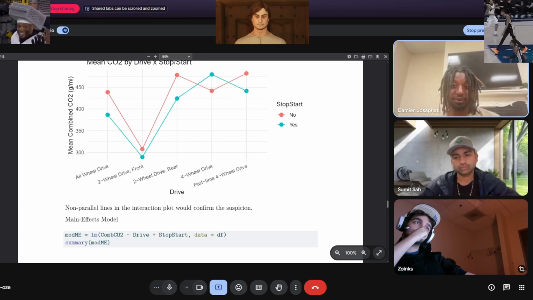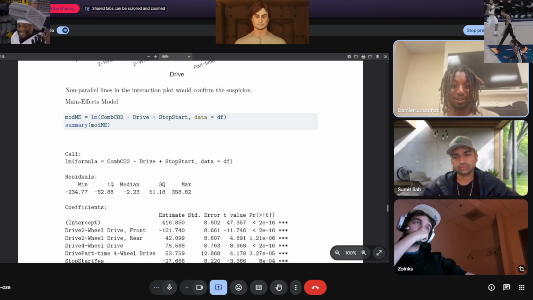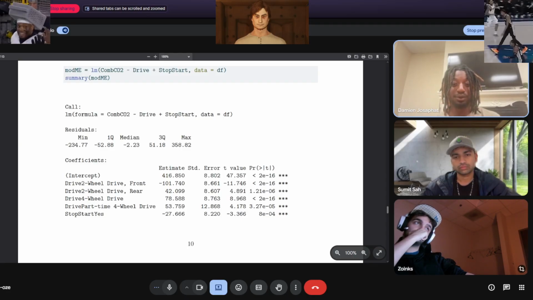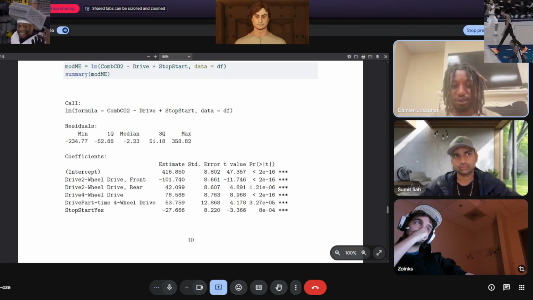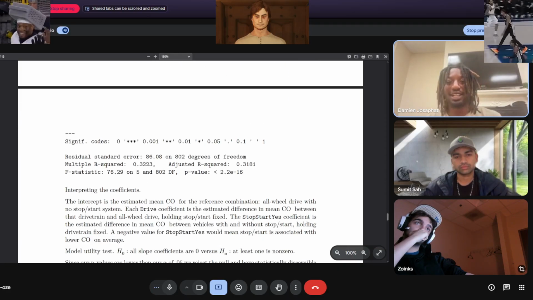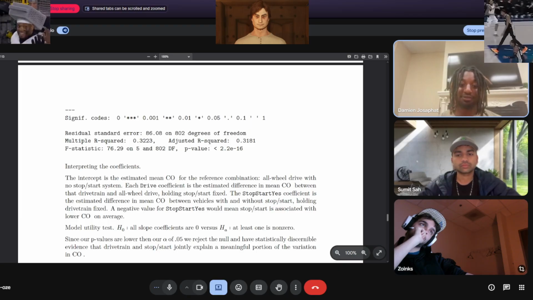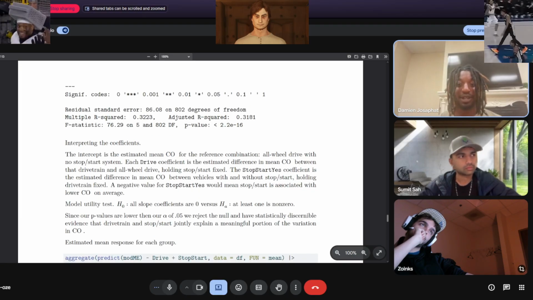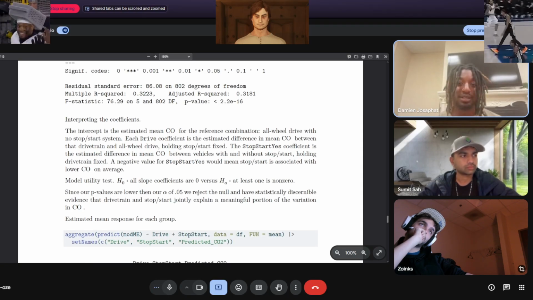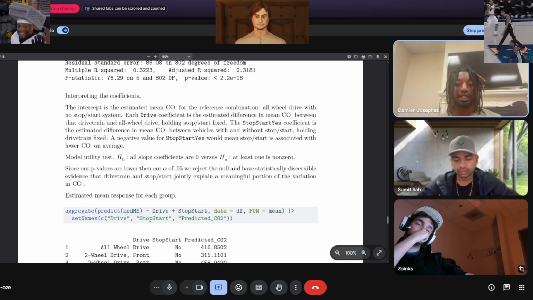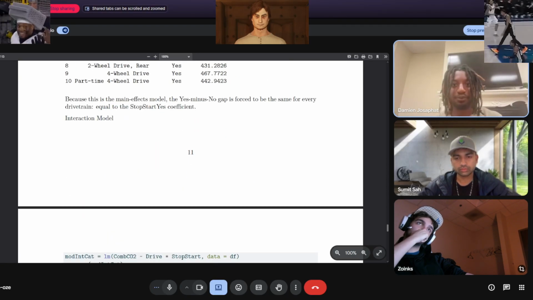Our main effects model came back with a significant overall F equals 76.3. If you could scroll a little bit lower. There we go, 76.3 and a p-value less than 2 times 10 to the negative 16. But when we tested interaction with the partial F test, we got F equals 4.38 and a p-value of 0.0016, so we reject our null. The effect of stop-start on CO2 genuinely depends on drivetrain, and our gut check from the raw means was right.